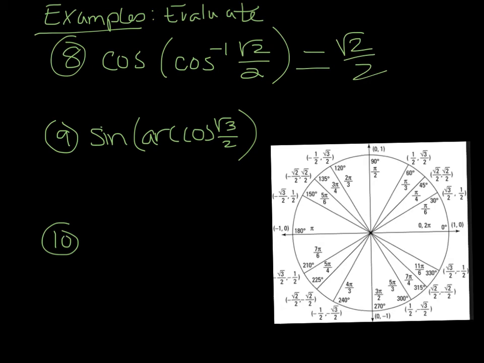Now, for number 9, this one's a bit harder. So sine of the arc cosine of radical 3 over 2, it takes a few more steps. So the first thing you need to figure out is the arc cosine of radical 3 over 2. Remember that we are looking for an angle. So the angle that you're going to find is going to be when the cosine is radical 3 over 2, which occurs at 30 degrees. So we're going to put in sine of 30 degrees.